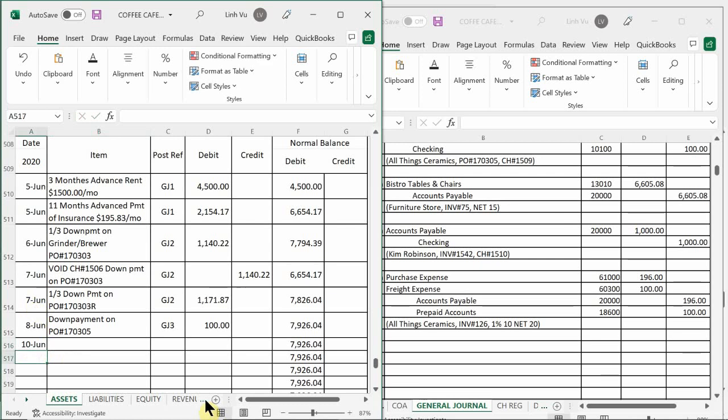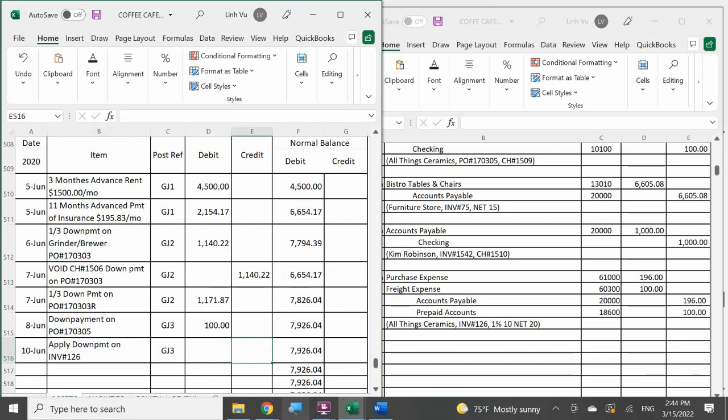So I'm going to go ahead and say here that we have a note here that we have a down payment on PO 70305, right? So this is where I can say apply down payment on invoice number 126. Okay? Because that's true, right? I applied my down payment and it's going to affect my invoice, or the billing number, 126.